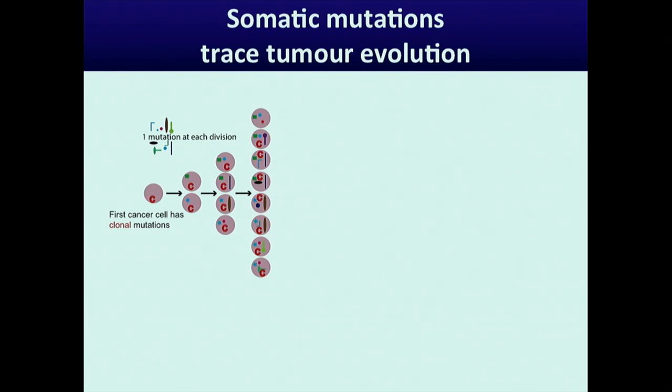Say, for example, we may be interested in the evolutionary history of this cell and the clone that it generates. We can just use the mutation that uniquely marks that cell to trace its history. So in this cartoon example, that's this blue hexagon.